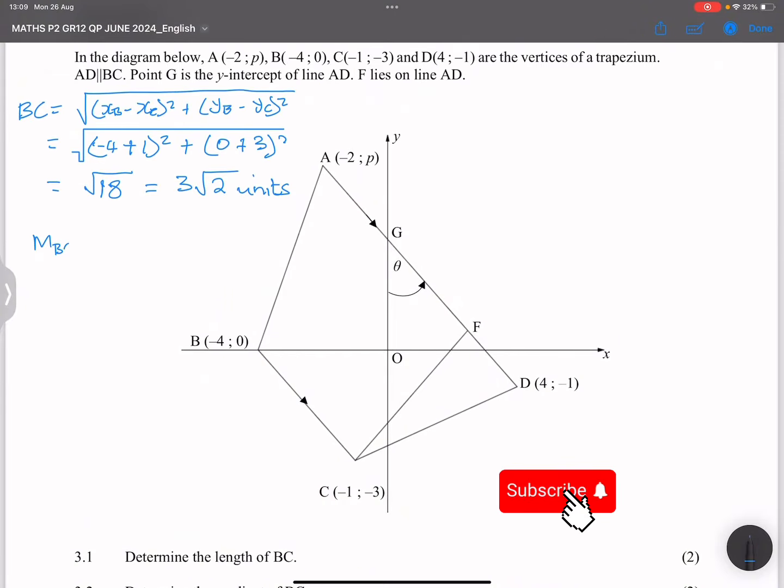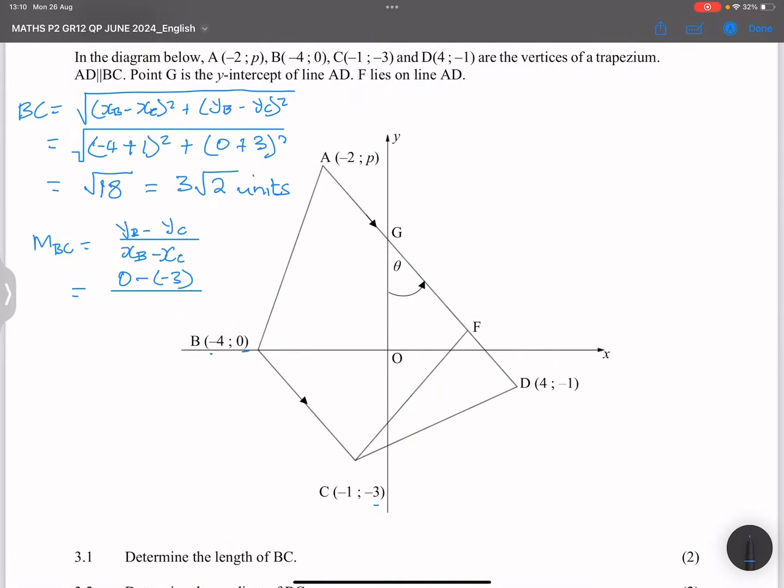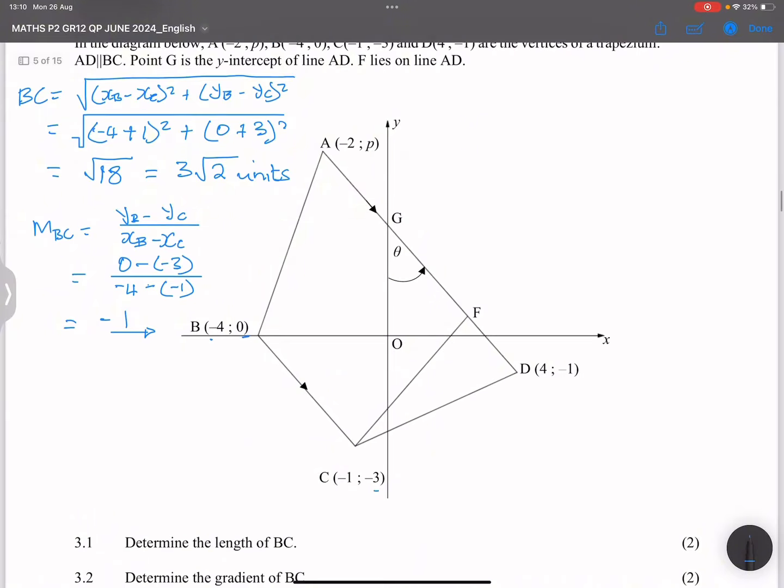So MBC, we're going to say YB minus YC over XB minus XC. Okay, so YB, as we did say, that's going to be 0 minus YC, which is -3, divided by XB, that's -4, minus XC, which is -1. Right, ladies and gents, so that gives us +3 at the top, and it gives us -3 at the bottom. So we can see that that is a negative gradient, which means that the gradient of BC must be -1. All right, so we are good there.